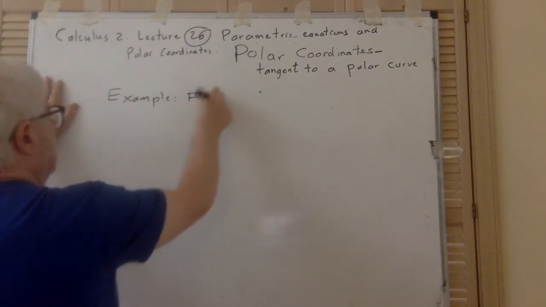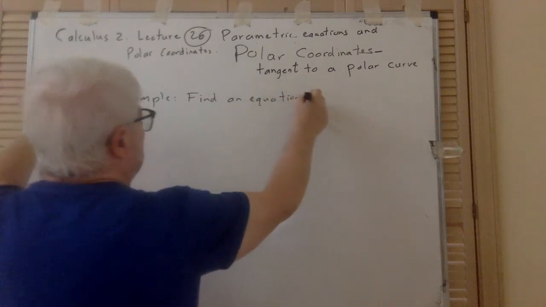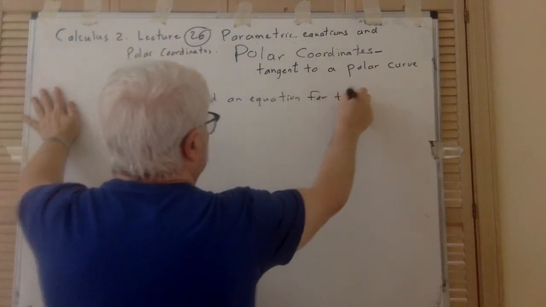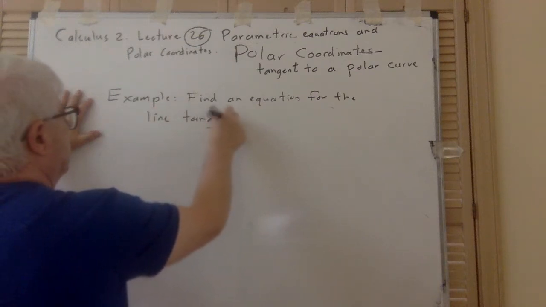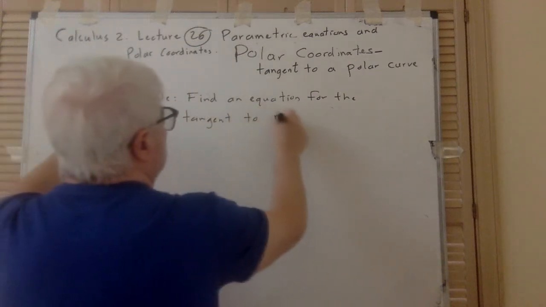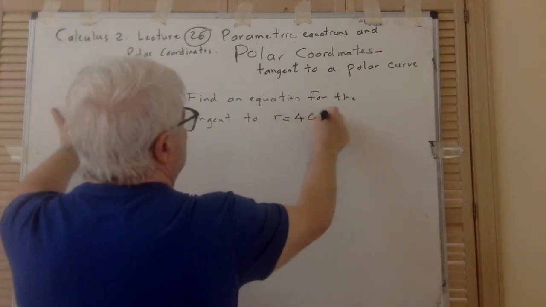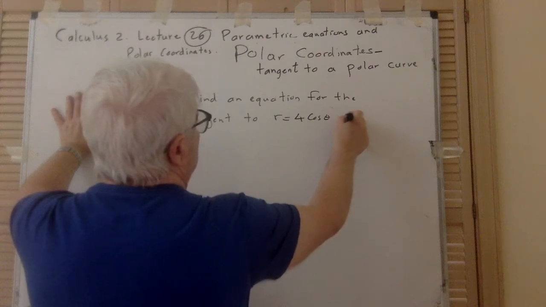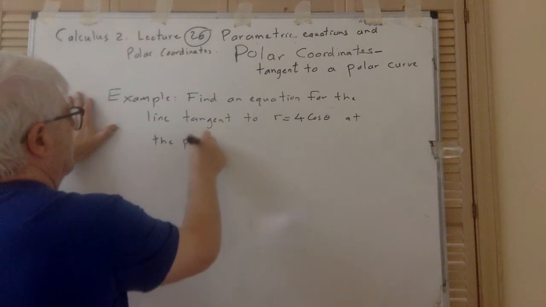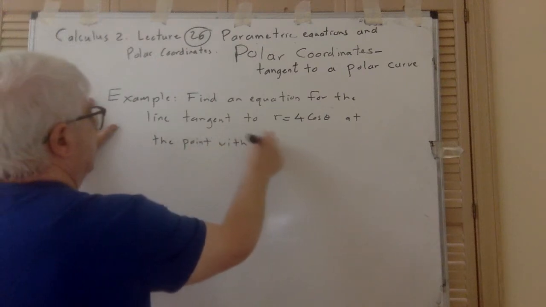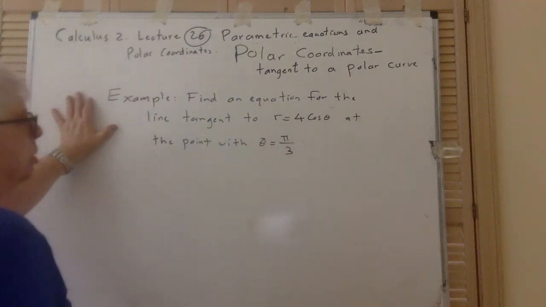Find an equation of the tangent line to r equals, say, 4 cosine theta at the point where theta equals pi over 3. Okay?